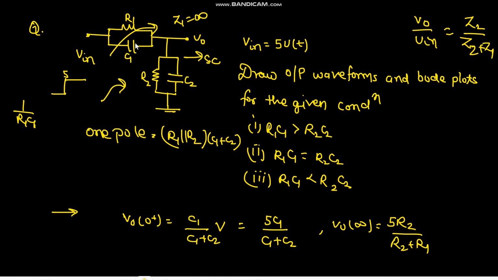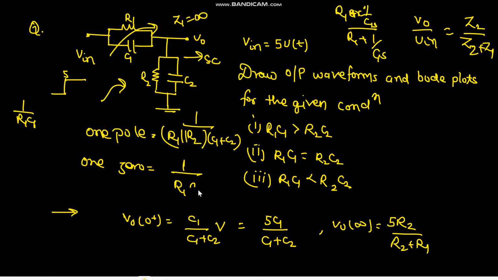Because this is a parallel combination, so it would be R1 plus R1 into 1 upon C1s upon R1 plus 1 upon C1s. So if we make this one 0, this would be infinity. So we have 1 by R1 plus, and that would be 1 upon R1 0.